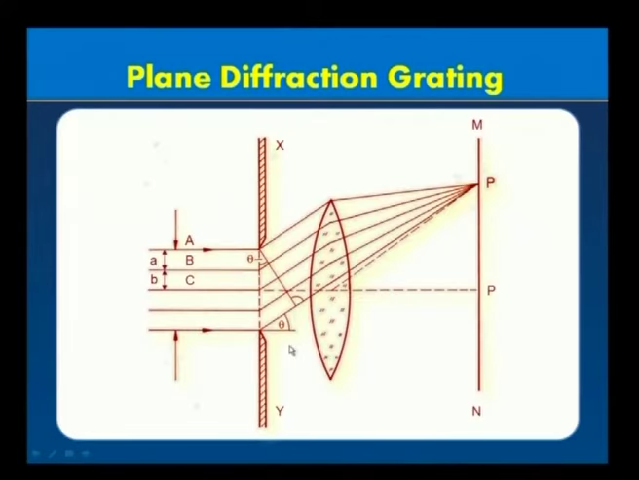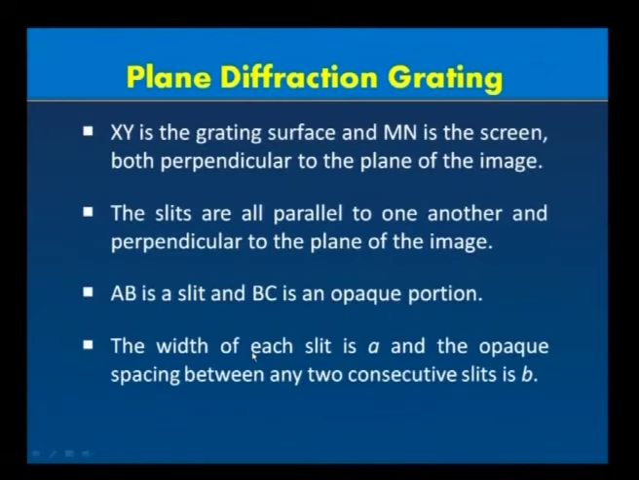That is what I showed here. XY is the grating surface, and MN is the screen, both perpendicular to the plane of the image. That means you have a source here, a grating here, like a prism kept in the path of the light beam, and you have the telescope through which you can see the different lines or colors.